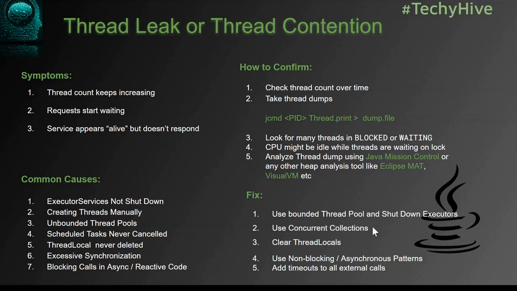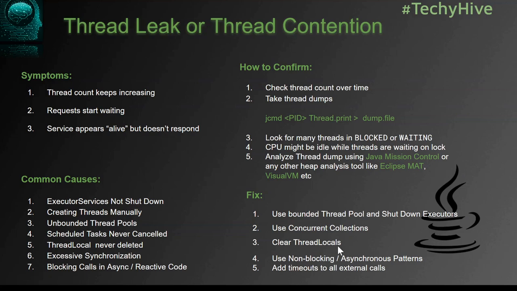How to fix them? Use a bounded thread pool and shut down executor services. So as I mentioned, when you are going to use threads, then use a bounded thread pool and shut down the executors. Use concurrent collections. So instead of using the normal collections, use concurrent collections because they manage the threads automatically. So there is no need to synchronize the threads manually.